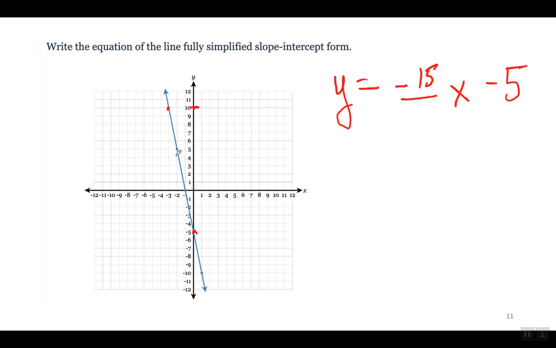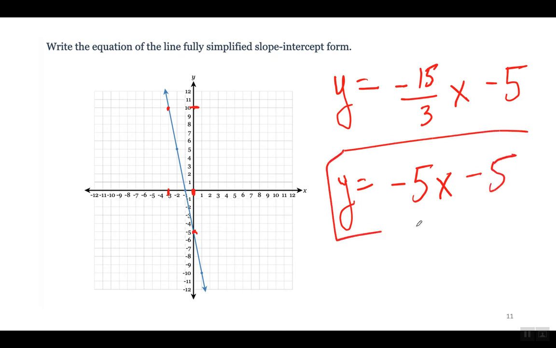And the run is going from negative 3 to positive 0. From negative 3 to positive 0 is 3. Now, that's an easy one to simplify. You just divide them. Negative 15 divided by 3 is negative 5. And there's my answer.